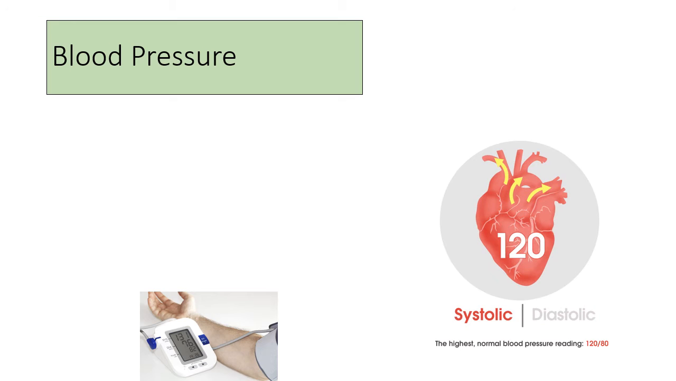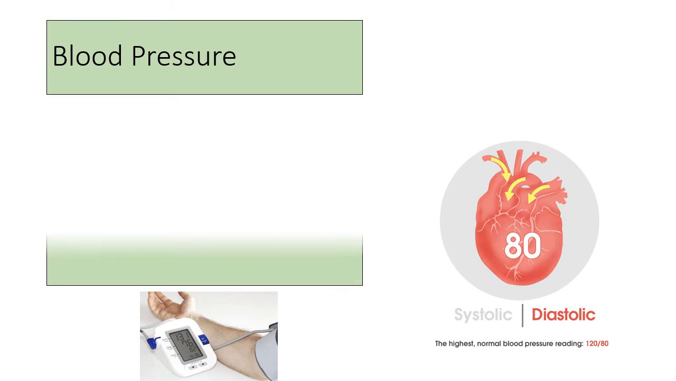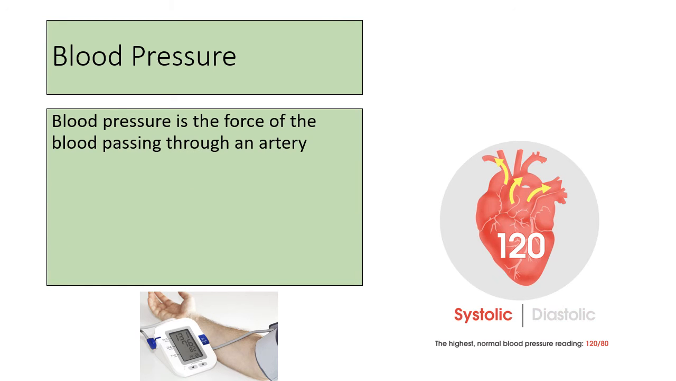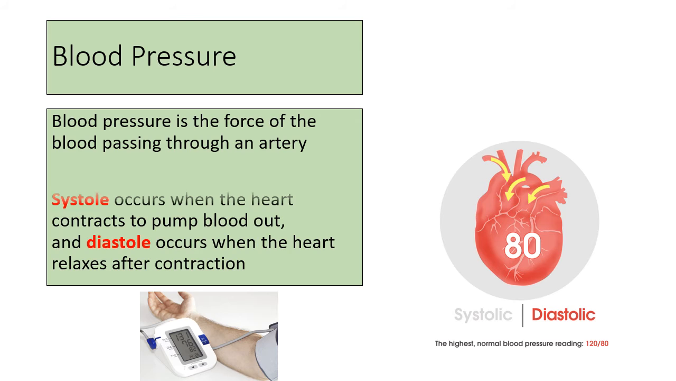So it's important at this stage to mention blood pressure, because as we mentioned before, arteries can withstand high levels of pressure. And when we think of blood pressure, we're thinking about the force of blood that passes through an artery. We have two numbers that come up when we measure our blood pressure, and we call that systolic and diastolic. And the diagram on the right hand side really helps you with that.